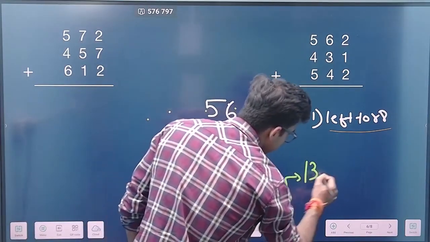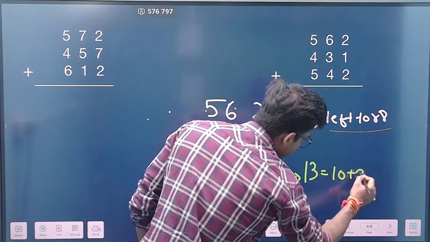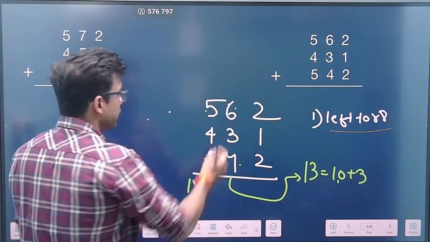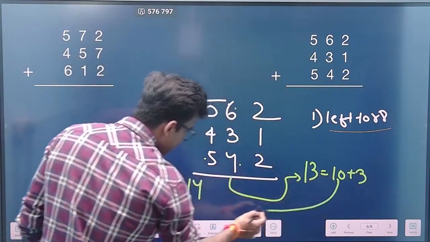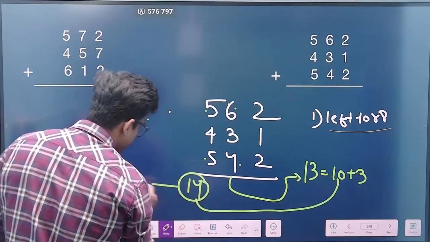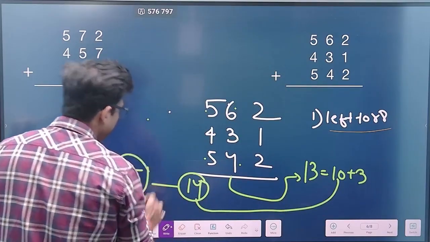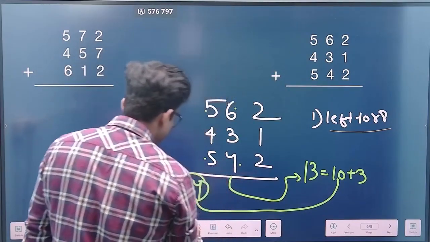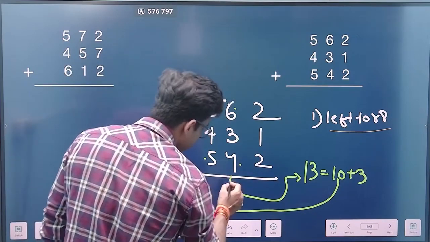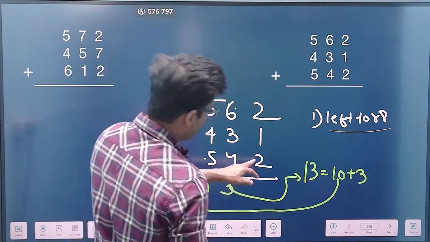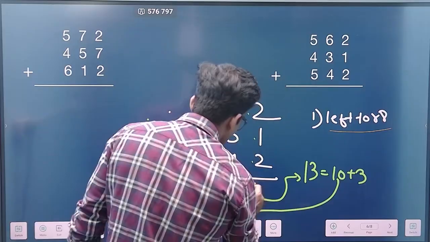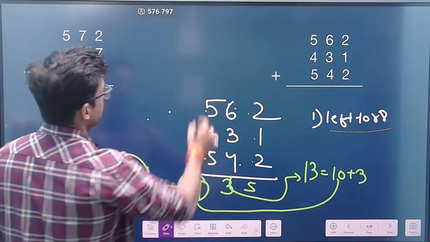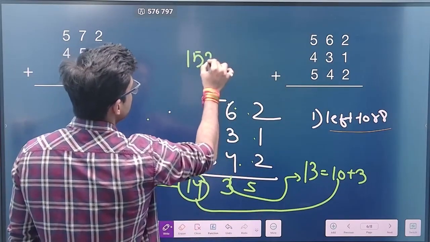We got 13. 13 is what? 10 plus 3. This 10 will switch to the other part. If this 10 switches here, this 14 becomes 15, correct? Now 3 will be added up here. So you can write down 3 here because 3 is left. Now 2, 2, 4, 1, 5. So my answer is 1535. The answer is 1535.